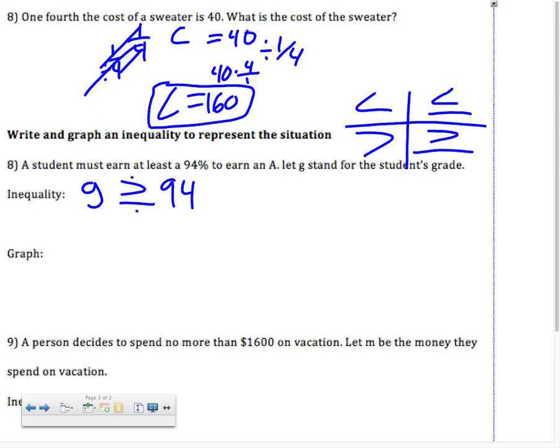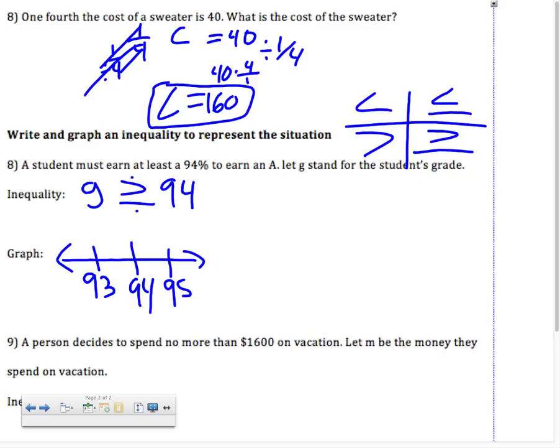So we're going to make our inequality here. I use the 3-point method, which means you just draw a 94 in the middle. One number bigger, we'll say 95. One number less, we'll say 93. And then you're going to graph your graph off of this number line.